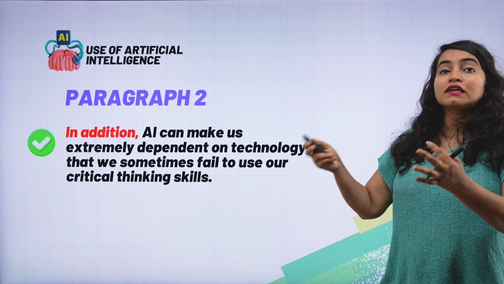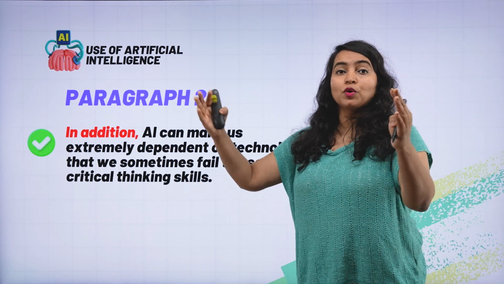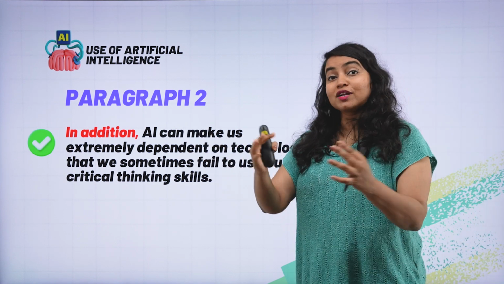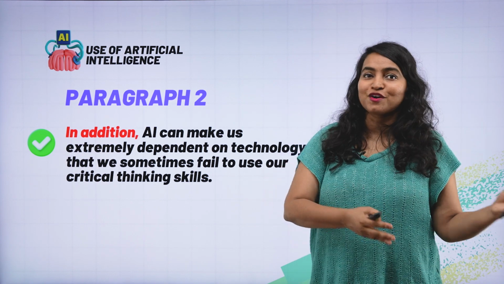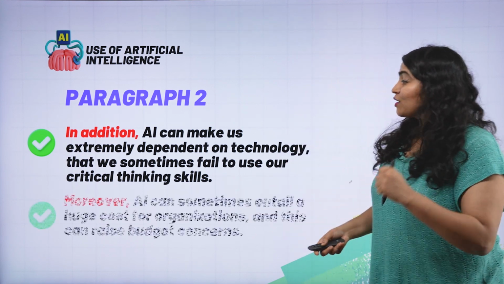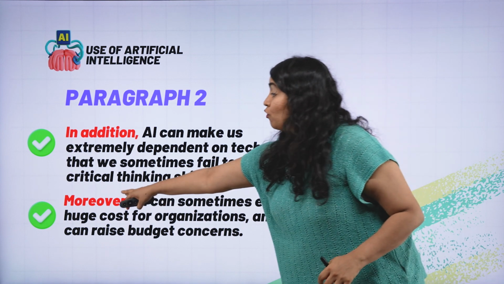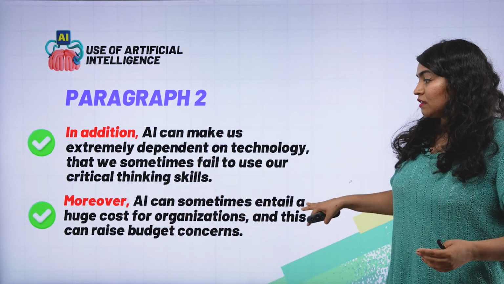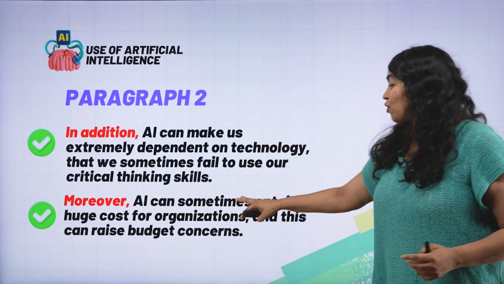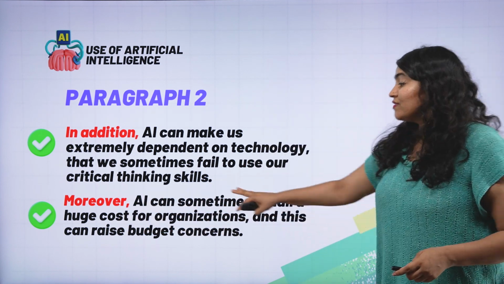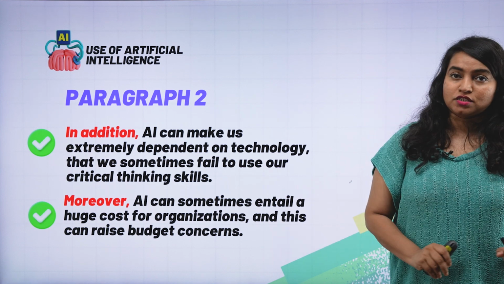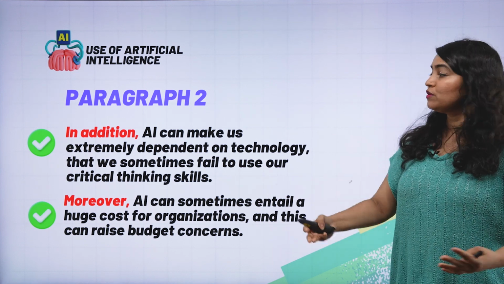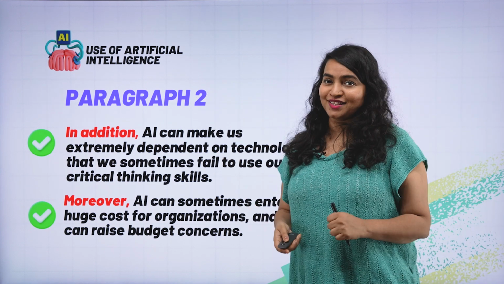They are nothing but the linking words or the transition words which help you connect the dots, which help you connect the ideas between one paragraph to the other. Okay, let's look at another way of saying it. Moreover, which means we're giving an extra point. AI can sometimes entail a huge cost for organizations, and this can raise budget concerns. Okay, this is another point about AI or artificial intelligence.